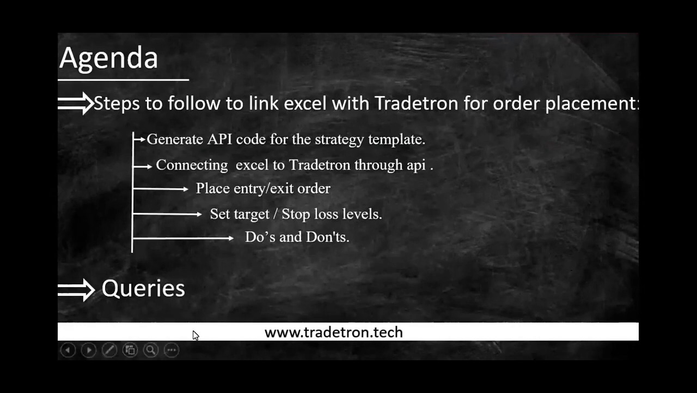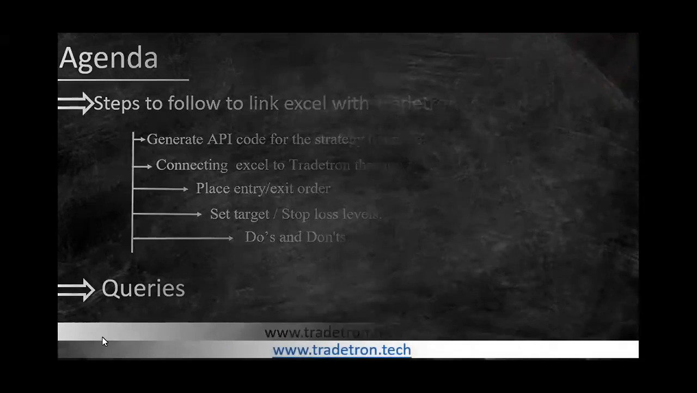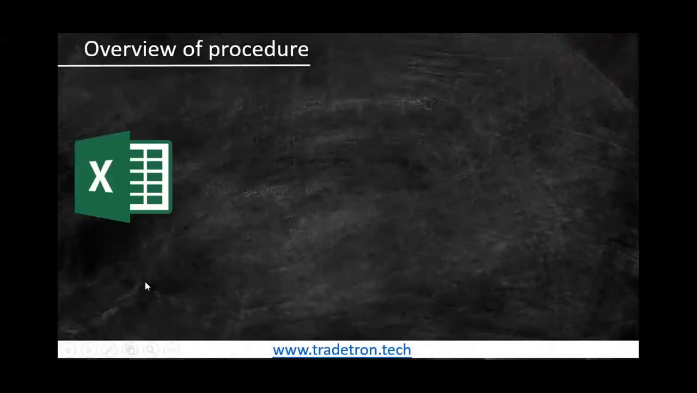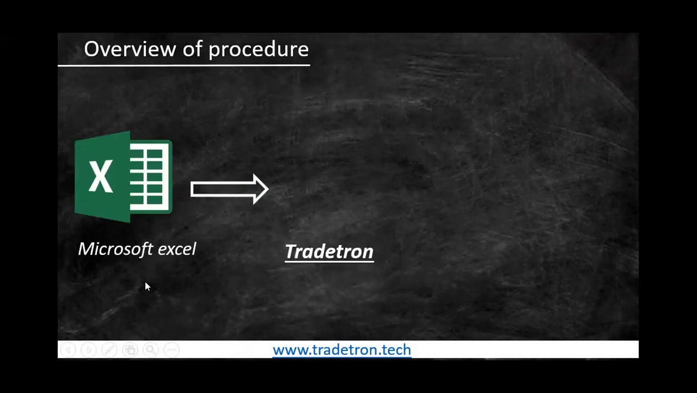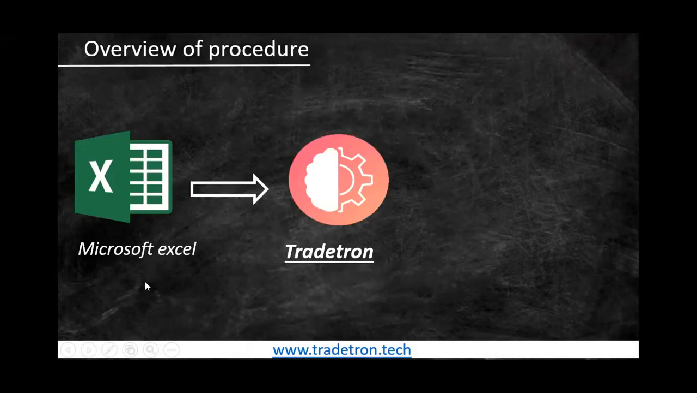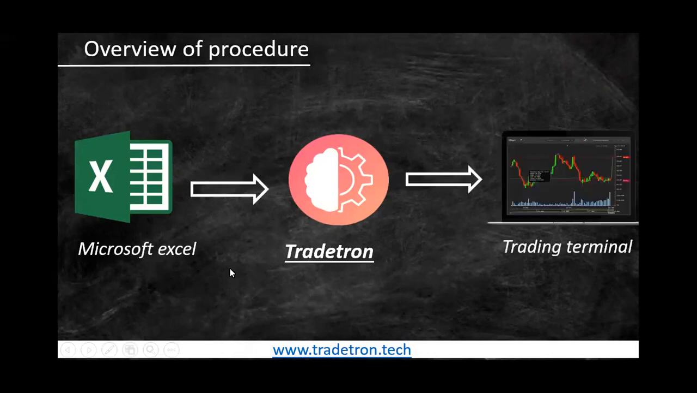So basically how the process will go. At first, we will place our order from the Excel sheet. It will reach Tradetron and it will be shown to you in your deployment, in the deployed tab. If the strategy deployment is connected to our terminal, suppose the strategy template is live auto, then our order will reach our trading terminal. This is how the process will go.